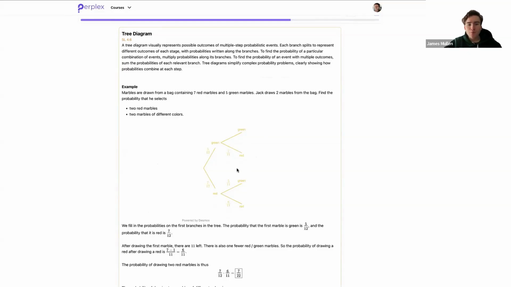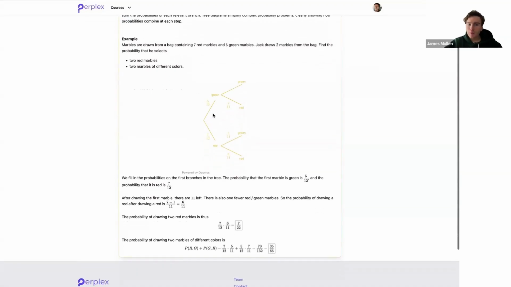On a tree diagram, each branch splits to represent a different outcome at each stage, and the probabilities are written along the side of the branch. To find the probability of a particular combination, we multiply the probabilities along the branches. So if I wanted a green marble and then a red marble, I'm following this branch here, green and then red. So I would do 5 over 12 times 7 over 11.